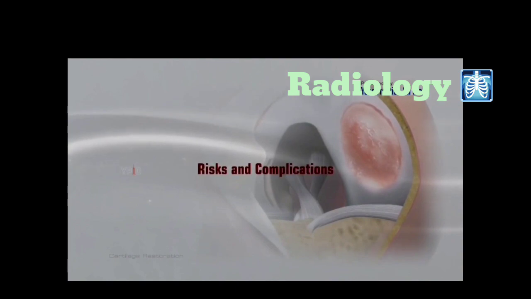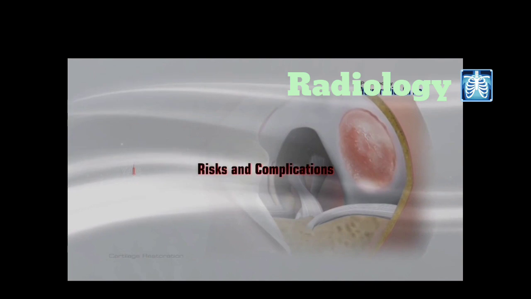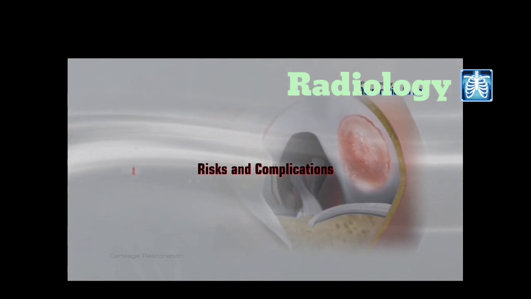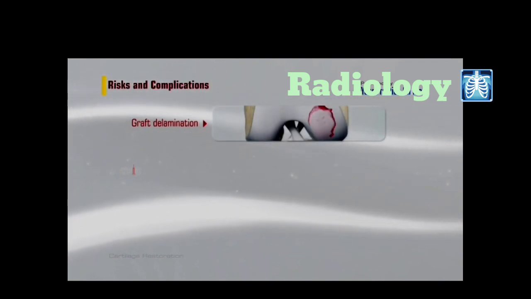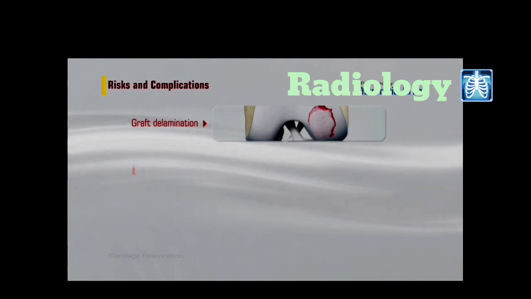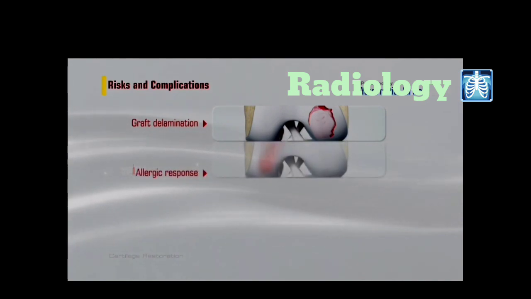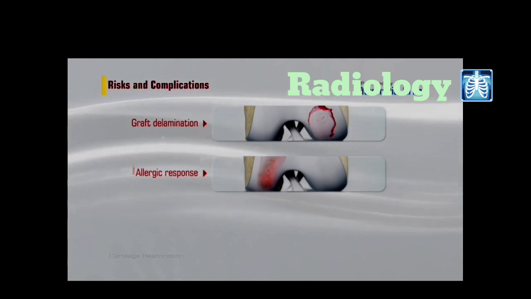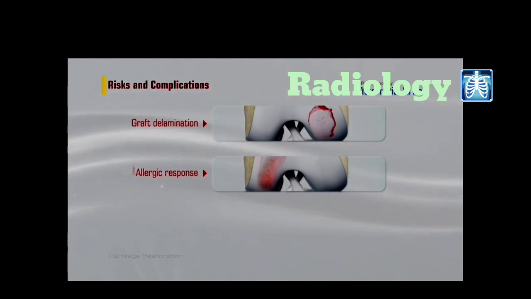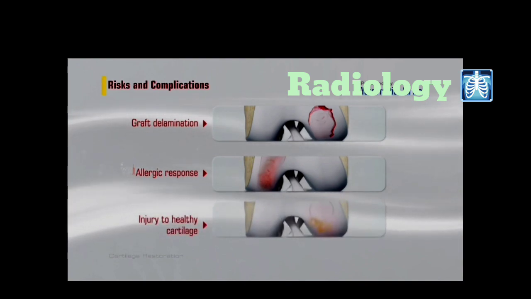Risks and complications. As with any surgery, cartilage restoration is associated with certain risks and complications. Graft delamination, detachment of the grafts from the subchondral bone and the surrounding cartilage. Allergic response, transfer of disease and infection, and graft rejection in allograft transplants. Injury to healthy cartilage.